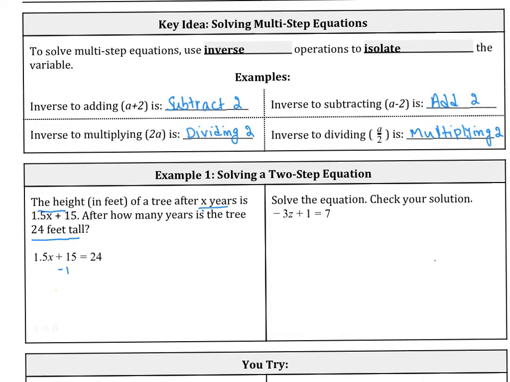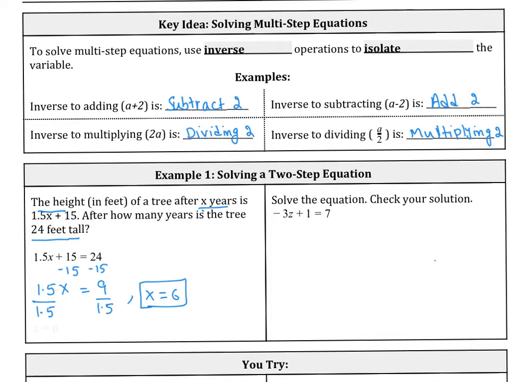The first step is to subtract 15 on both sides, and then 1.5x equals 9. To separate the x, you're going to divide by 1.5 on both sides, and then x equals 6. So after 6 years, the tree will be 24 feet tall.